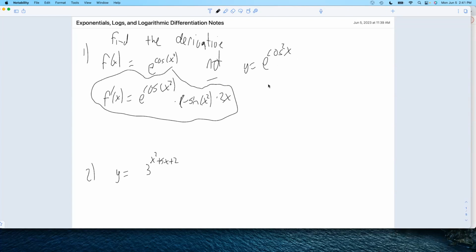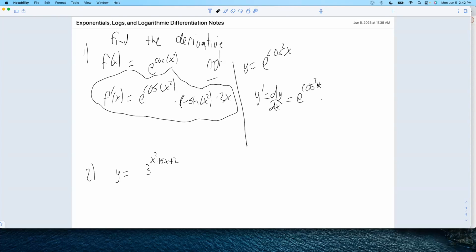This guy is completely different. Let's do him. Also known here as dy dx. Derivative of e to the anything is e to the same thing times the derivative of whatever is up top.